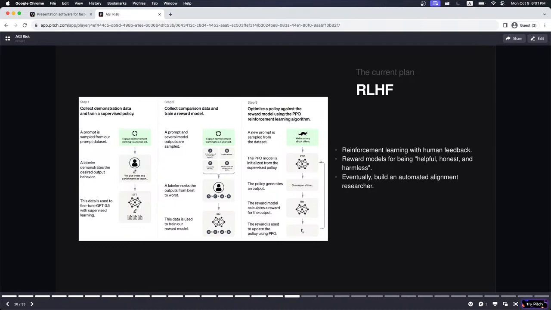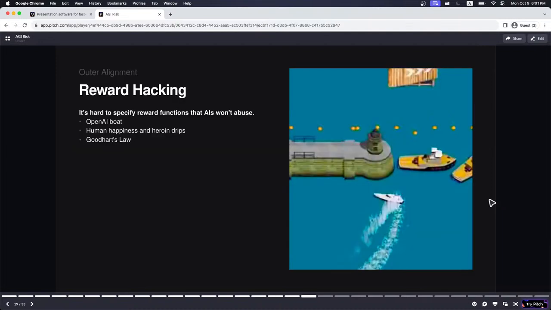And eventually, the current plan for alignment would want to build an automated alignment researcher. Basically, get the AI to do our homework for us and figure out how to align an AI that's smarter than it and smarter than us. So will this work? The answer is there are lots of difficulties associated with it.